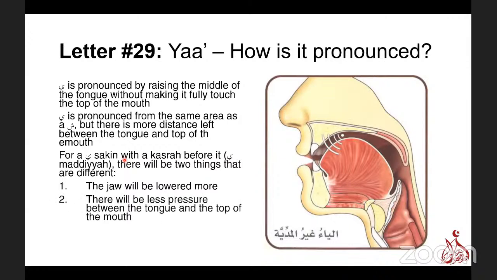Number two, there will be less pressure between the tongue and the top of the mouth. When you actually say ya, you'll feel that vibration between your tongue and the top of your mouth. When you do a mad, it's not there. You don't feel that pressure that you feel with the regular ya. So all the yas are the same when it's sakin in all situations, except this one situation when ya is sakin with the kasra before it. Same thing, the middle of the tongue will still go up, but just keep these two things in mind: your jaw is a bit lower, and there's less pressure in this little area on top when there's a ya that's mad, the e sound.